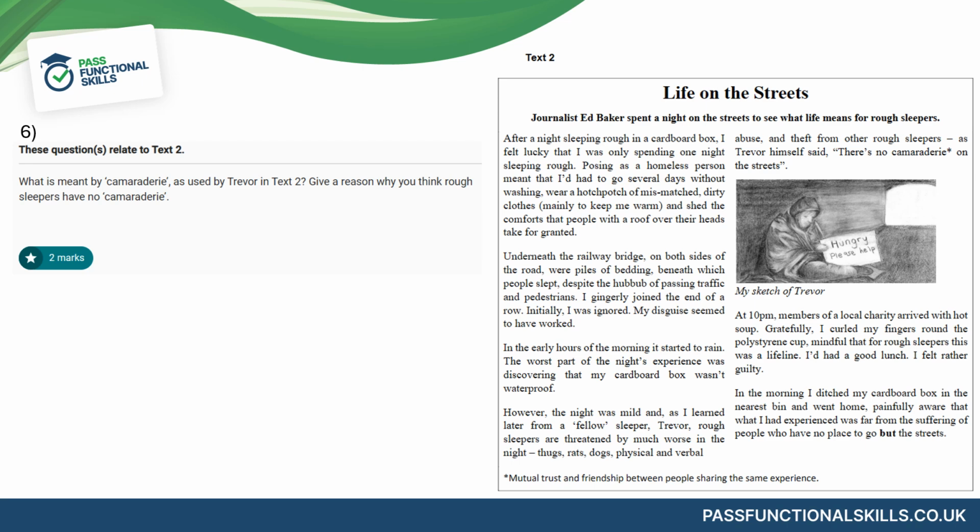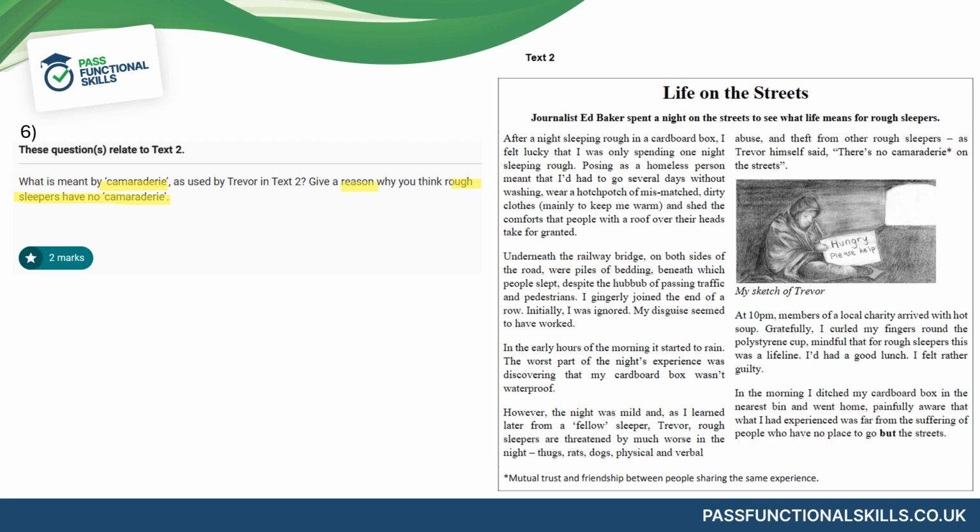Question 6. What is meant by camaraderie as used by Trevor in text 2? Give a reason why you think rough sleepers have no camaraderie. Okay, so this is a definition question with a little bit added on the end. So let's deal with the first mark first, which is the meaning of the word camaraderie.